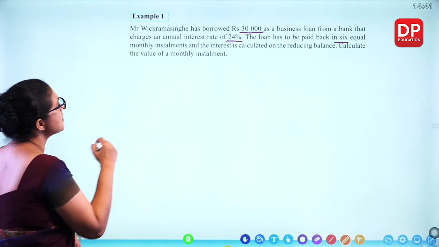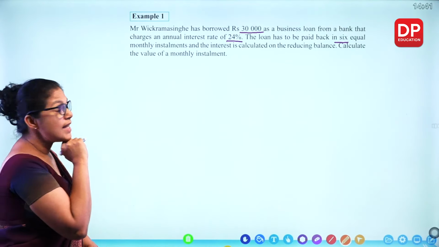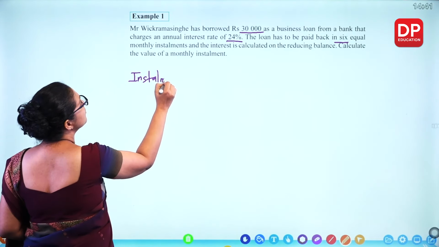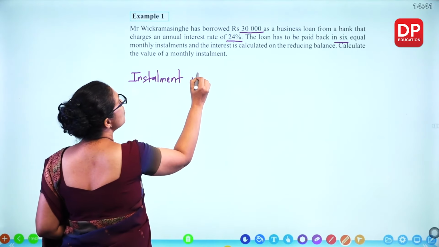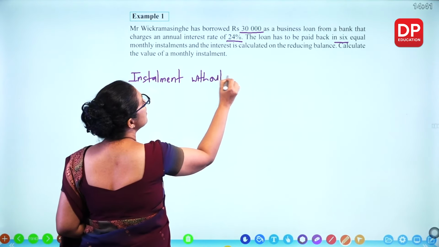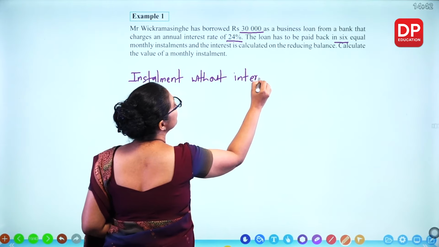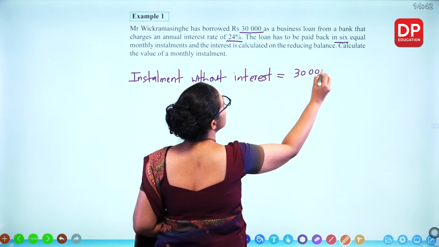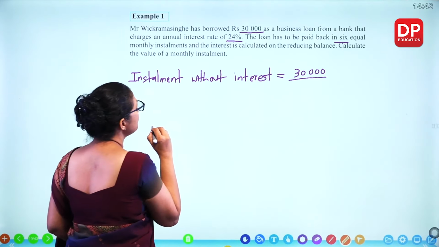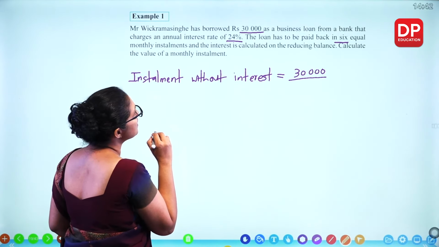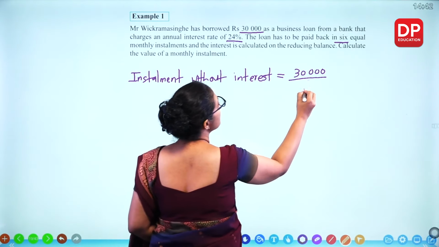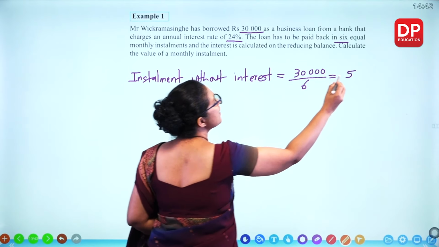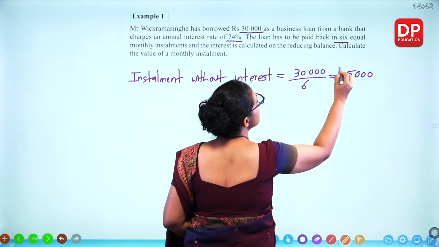So what's the first thing we need to calculate? Installment without interest. So 30,000 divided by how many months? 6 equal months. So 6 times 5, so 5,000 rupees.